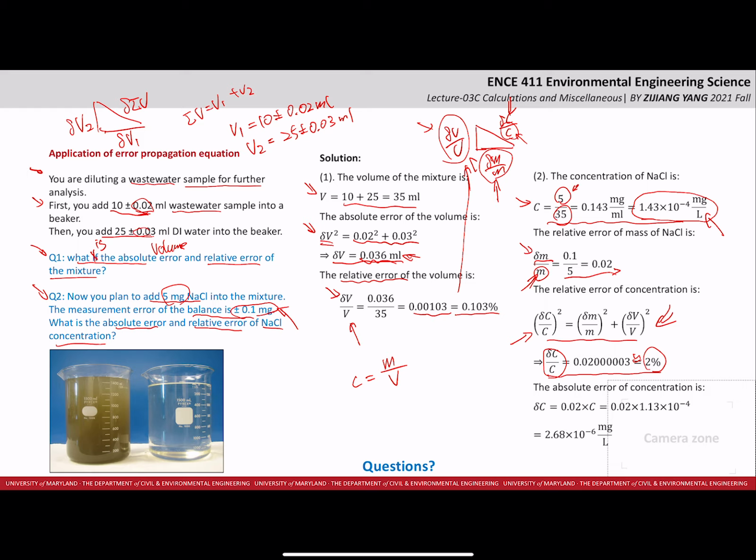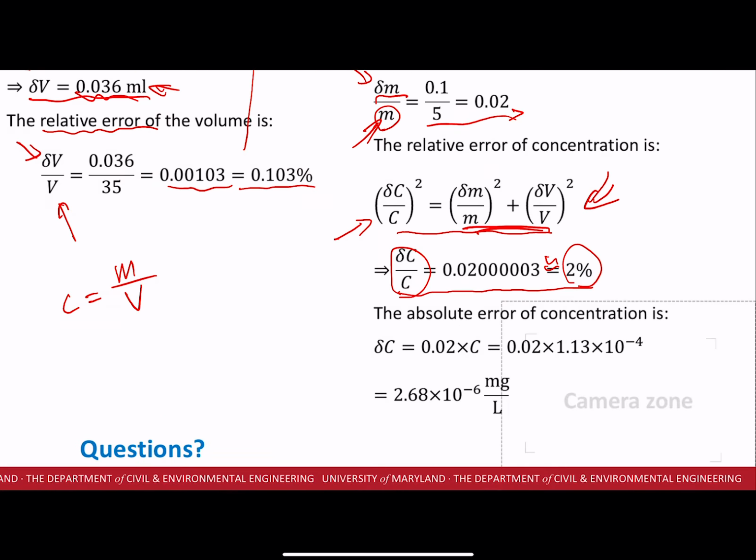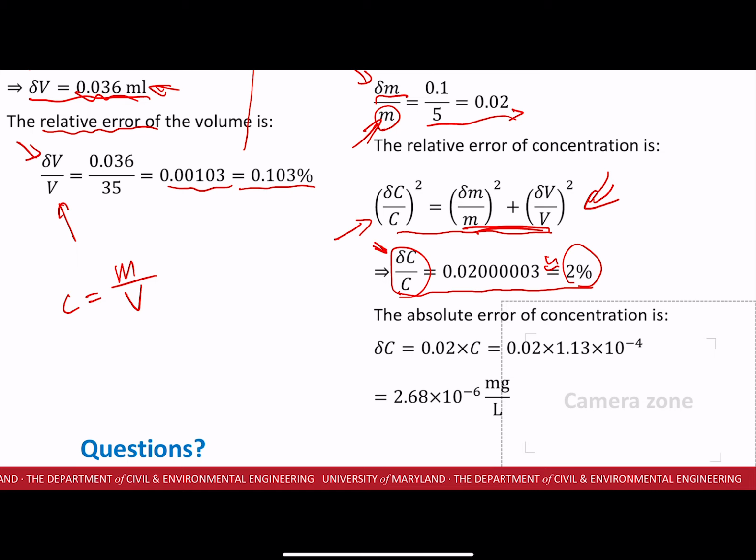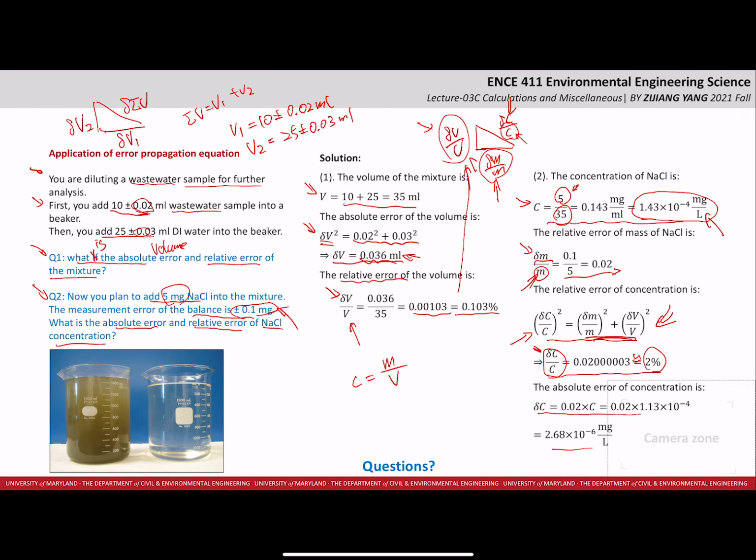But for you guys in the calculation, you need to calculate all of the steps to make sure we got the correct result. And by having this one, we can calculate the absolute error of the concentration. And this is the absolute error. So for this one, do you guys have any questions? No? Okay.